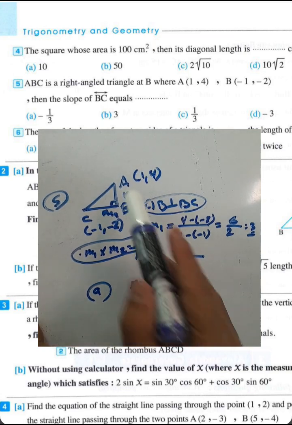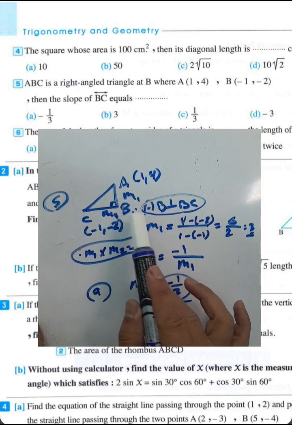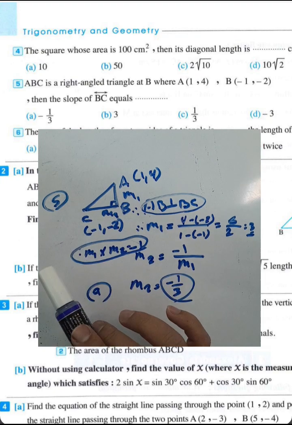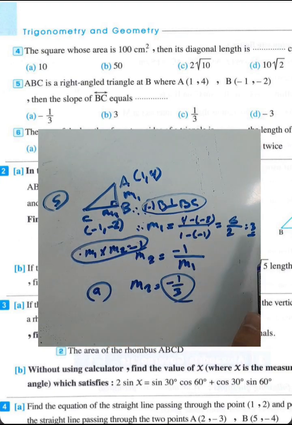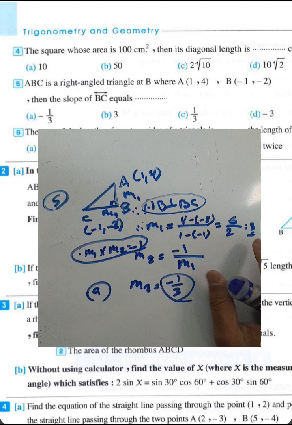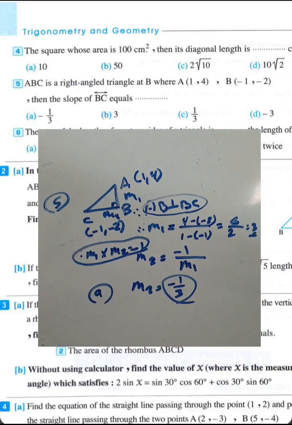Okay, he tells us AB is perpendicular to BC, then the slope of AB times the slope of BC equals -1. The slope of AB equals 3, then for the slope of CB, write the inverse of this number and change the sign. The result will be -1 over 3.